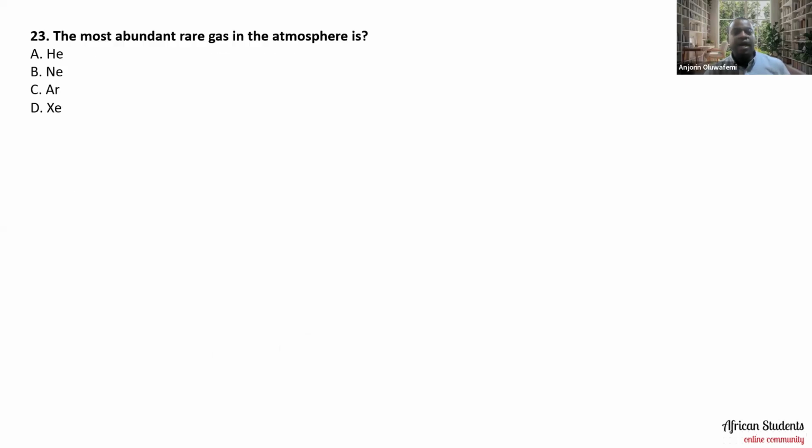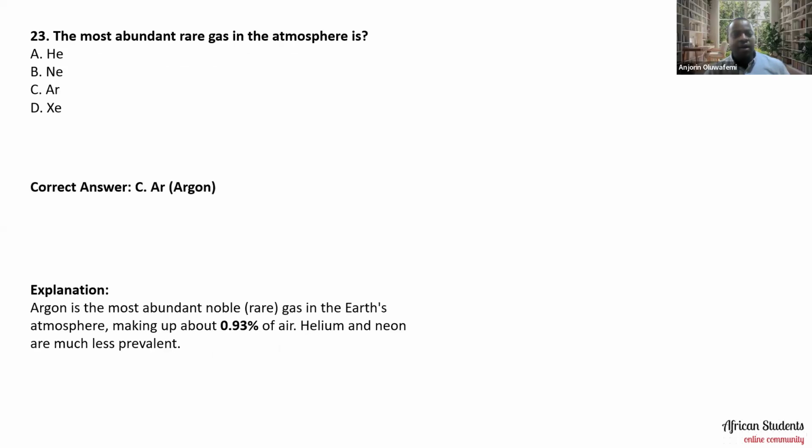The most abundant rare gas in the atmosphere is it helium, neon, argon, or xenon? The most abundant rare gas is argon, Ar. Argon is the most abundant noble gas in the Earth's atmosphere, making up about 0.93% of air. Helium and neon are much less prevalent.